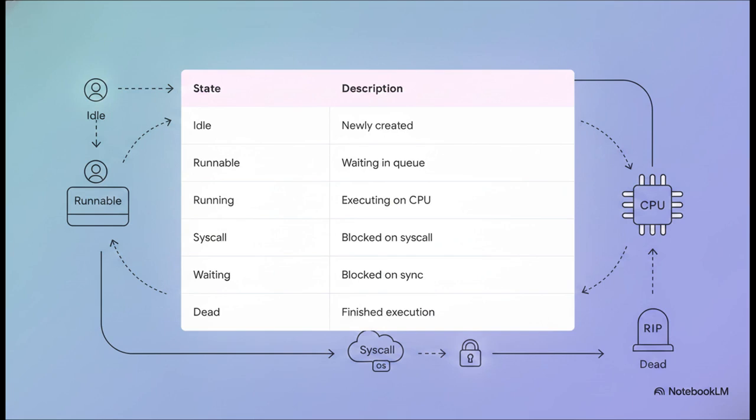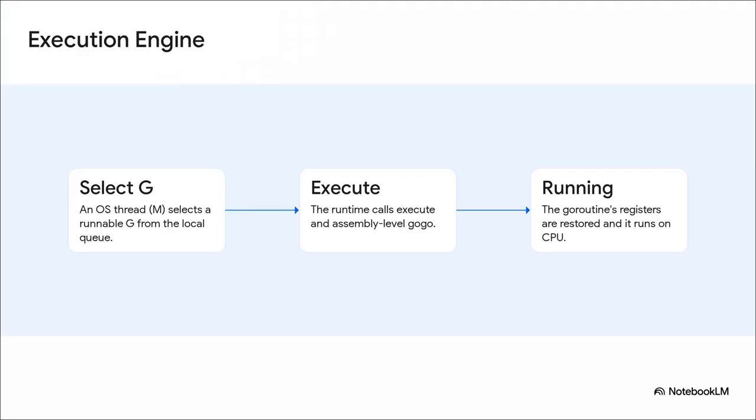It starts as idle during creation, it becomes runnable when it hits the queue, and running when it's actively sitting on the CPU. Along the way, it might hit syscall or waiting states if it encounters blockers, before finally reaching the dead state. And this isn't just theory, these states dictate exactly how the runtime treats our Go routine at any given microsecond. The engine driving all of this is the infinite schedule loop.